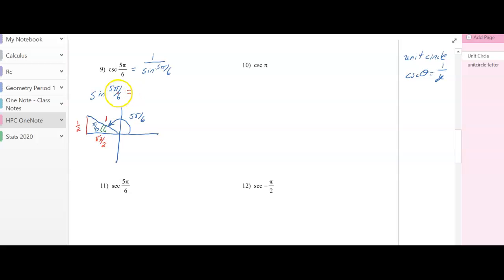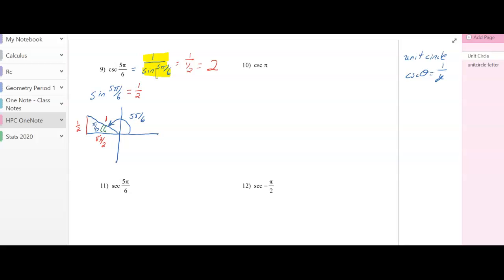The sine of 5π/6 refers to the y value, so that's 1/2. Therefore, the cosecant of 5π/6 is 1 over 1/2, which is equal to 2. Again, just for clarity, I tend not to write this down here in yellow because I know the cosecant is the reciprocal of the sine.